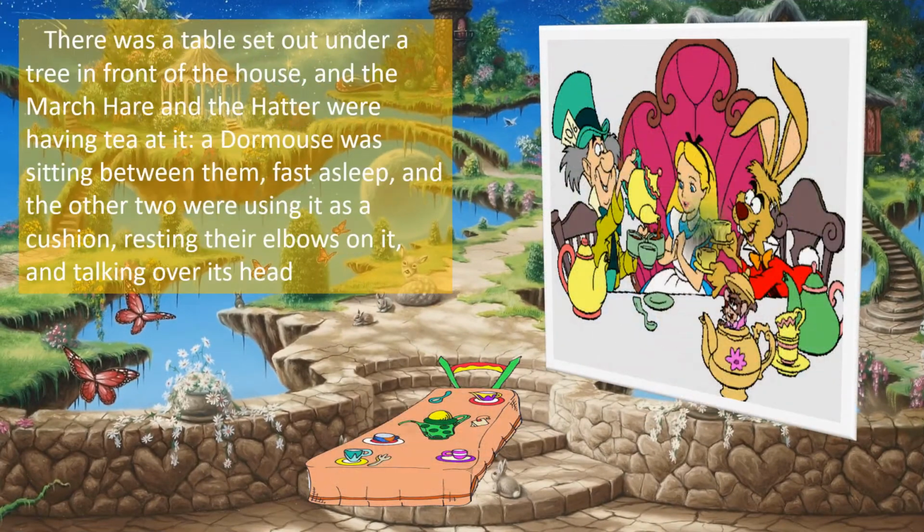There was a table set out under a tree in front of the house, and the March Hare and the Hatter were having tea at it. A Dormouse was sitting between them, fast asleep, and the other two were using it as a cushion, resting their elbows on it and talking over its head.